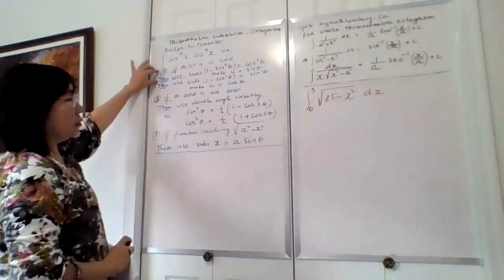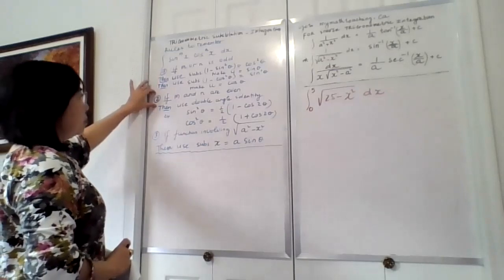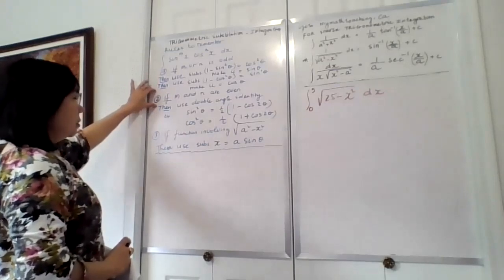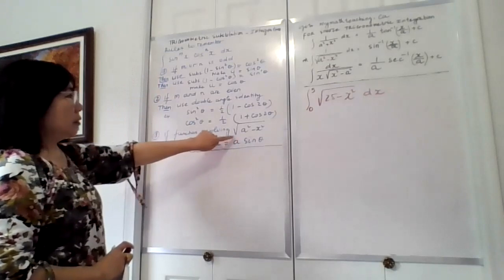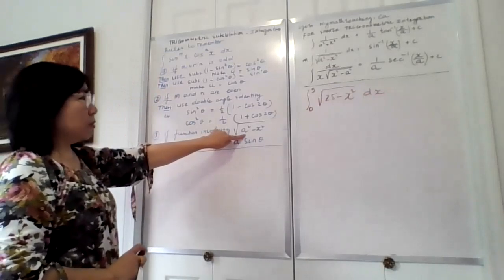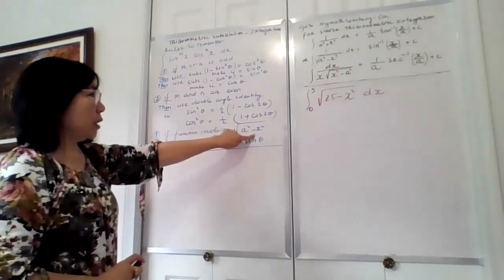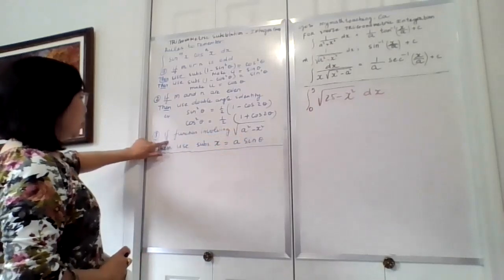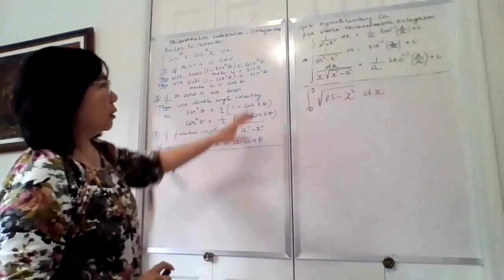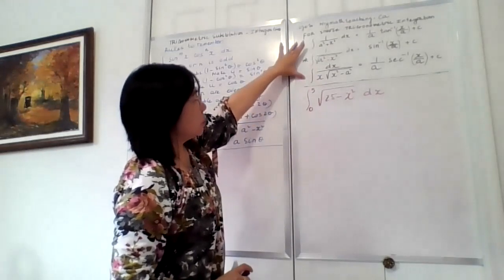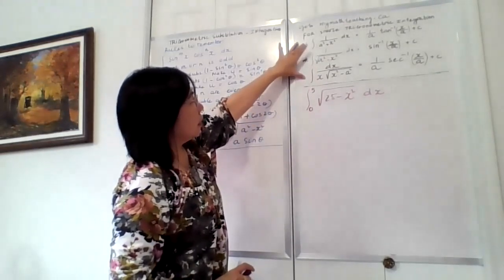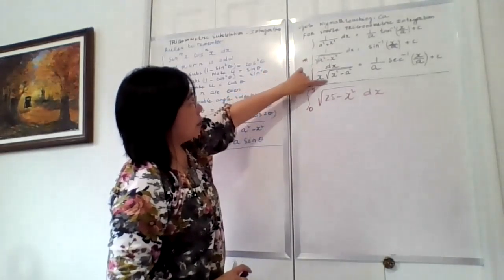Number 1 is not, right? Number 2 is not. What about number 3? Yes, we have the expression that looks like that: a squared minus x squared. So then we're going to use tip 3 to do this question. Now let's check the formula here. Did you see anything that looks like that? This one looks a little bit like that.